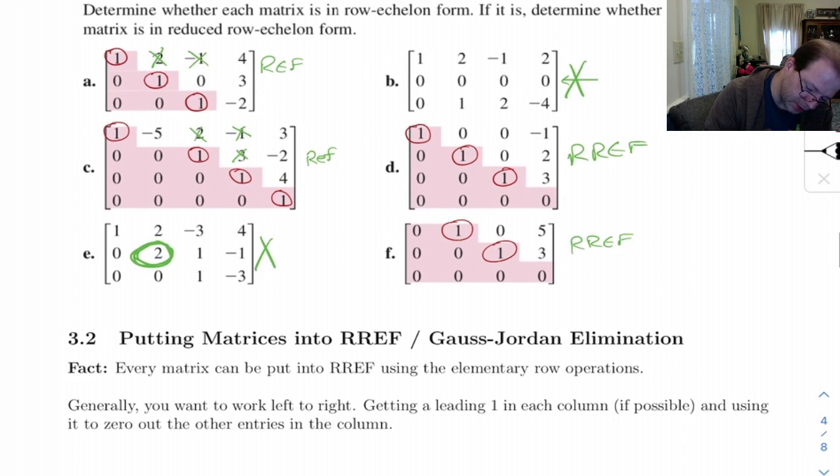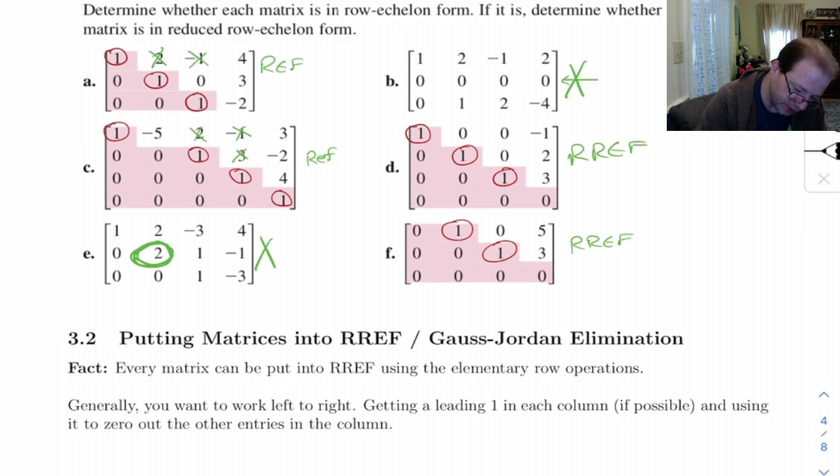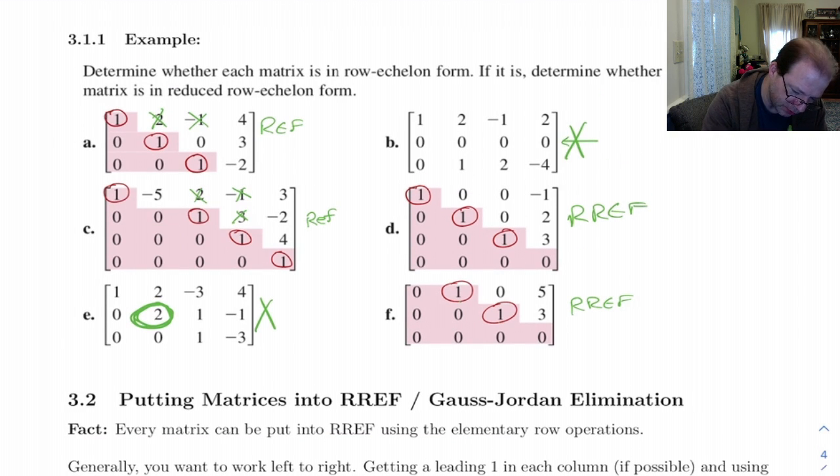So a couple of facts about reduced row echelon form. Every matrix can be put into reduced row echelon form using the elementary row operations. And if we go back up here and look at these that are not in reduced row echelon form, what could we do to them? Well, this one, if we just multiplied this middle row by 1/2, that would put it into row echelon form, because it would change that 2 into a 1. And this one up here, it'd be even easier to put into row echelon form. You just want to swap these two rows.